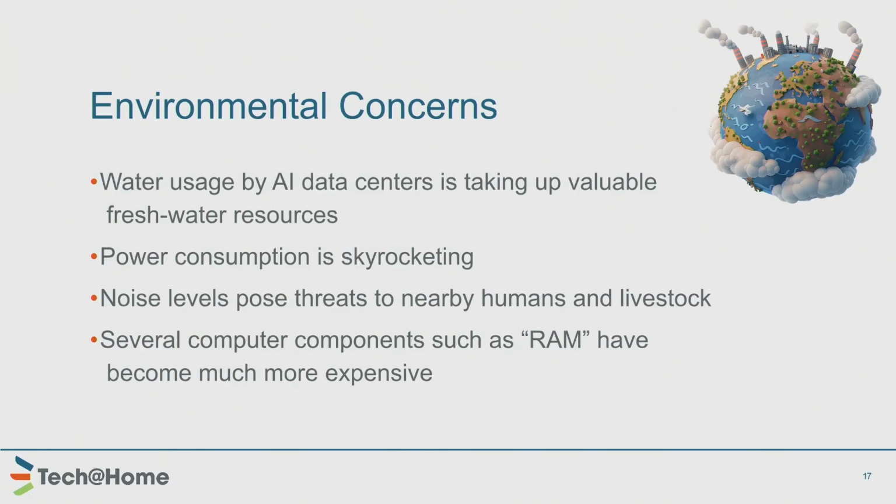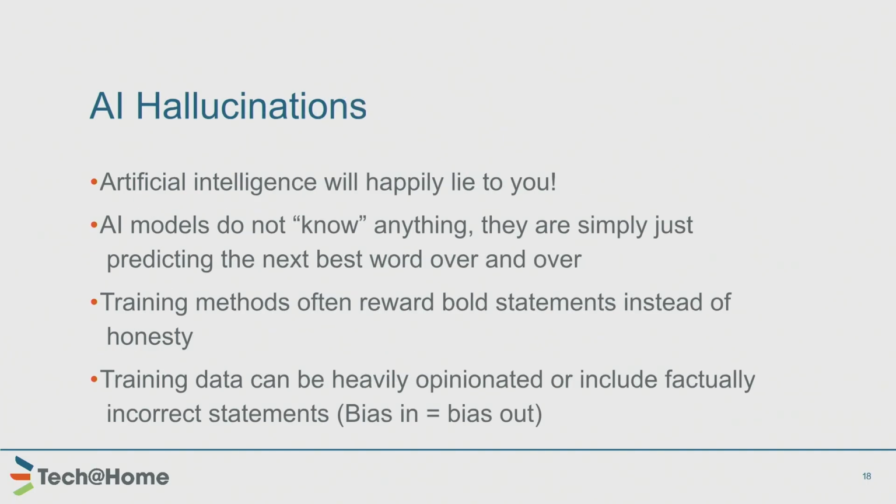Several computer components that you might have heard about, such as RAM, random access memory, are becoming extremely expensive. Nowadays, I think RAM is going for almost 2 to 3 times the price it was just 2 years ago. So everything is becoming a little more expensive in the computer world because of AI.